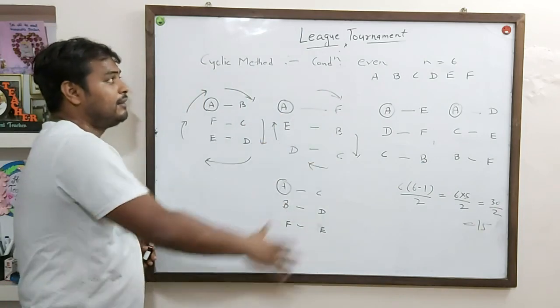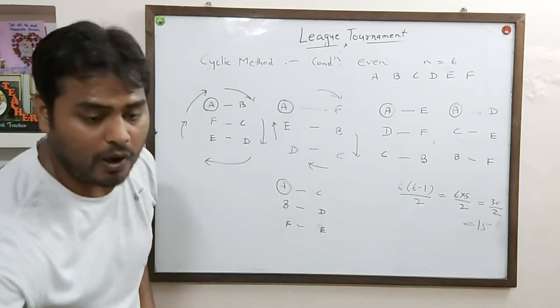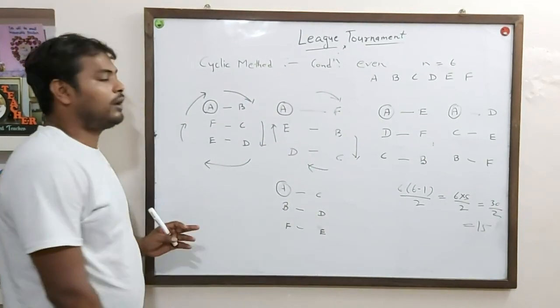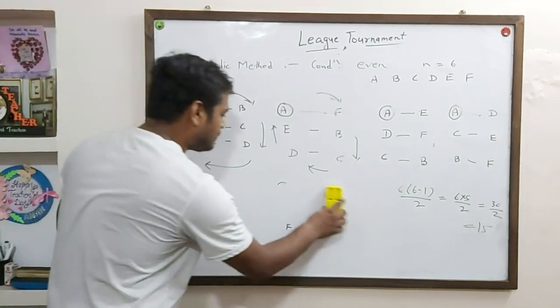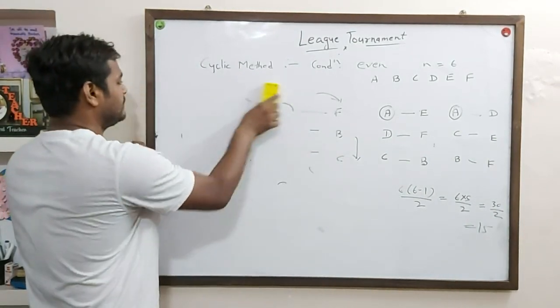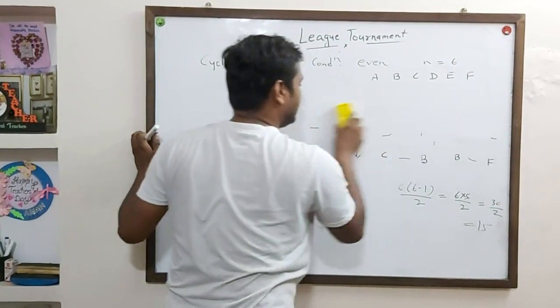So this is the method when the total number of teams is even. Now I am going to explain when the total number of teams is odd. I think this method is clear to you all.